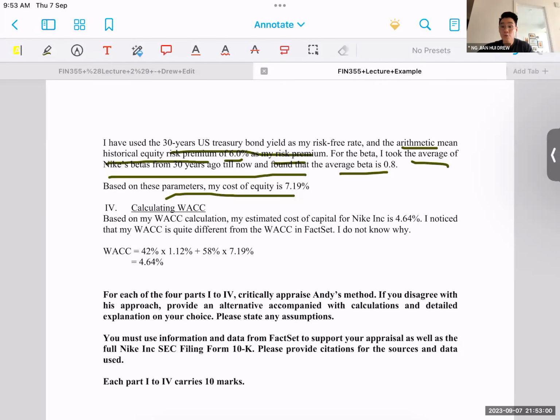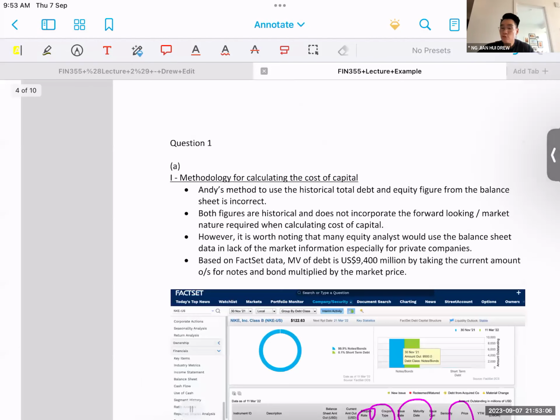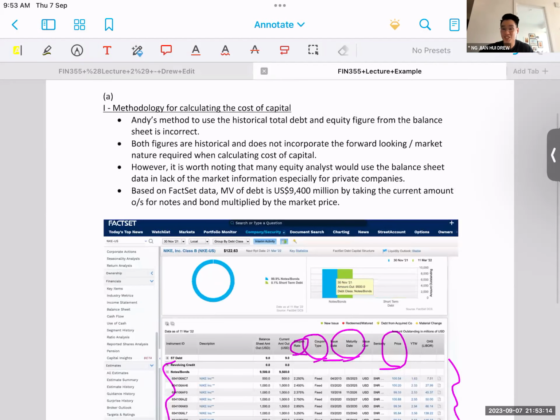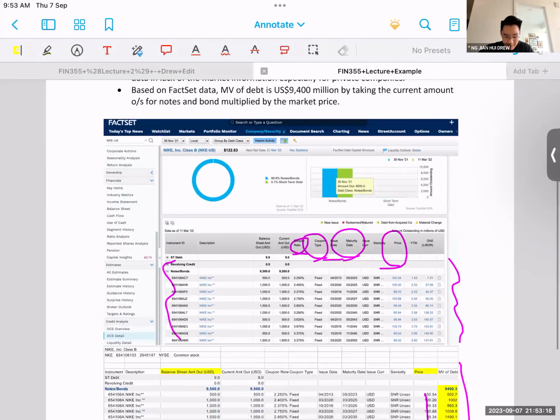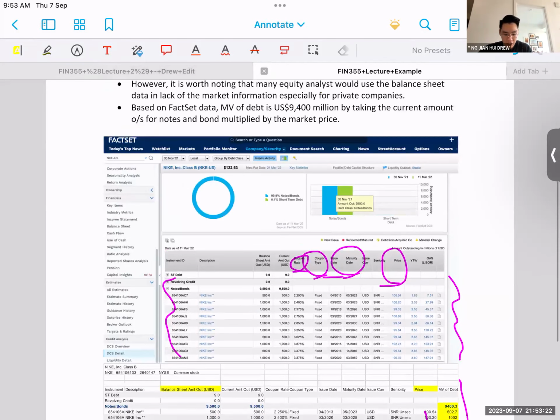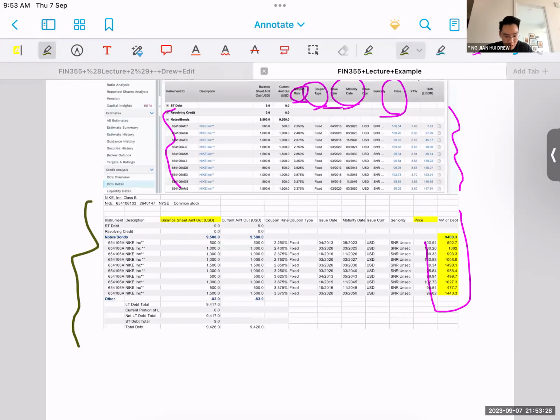All right. So remember, part of this question is first of all to critique, but at the same time, you also need to be able to suggest the right way to calculate. In the suggested solutions here, I did bring in some calculations. These are what I did. I show you where to get the value on FactSet, and I did the calculation in Excel.